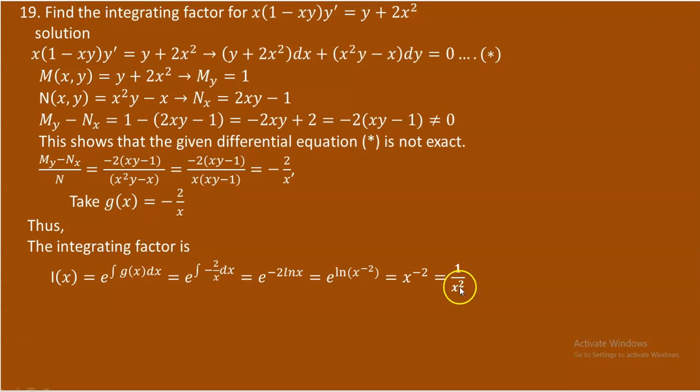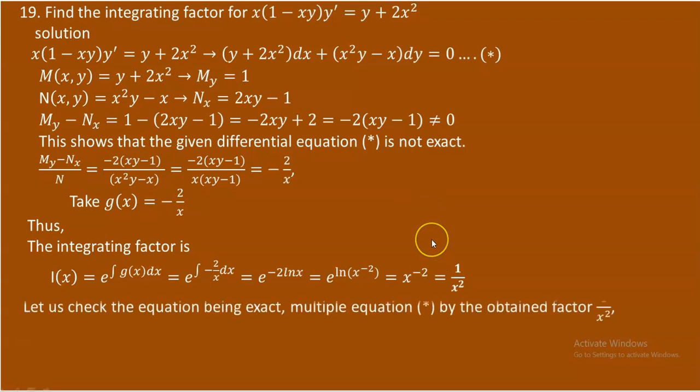What do you mean by saying that? This means if you multiply the equation written here by 1 over x squared, this is no longer non-exact. It will automatically change to an exact one. Okay, students, let's check that, please. Look, when we multiply the equation star by 1 over x squared, what we can get is this one.